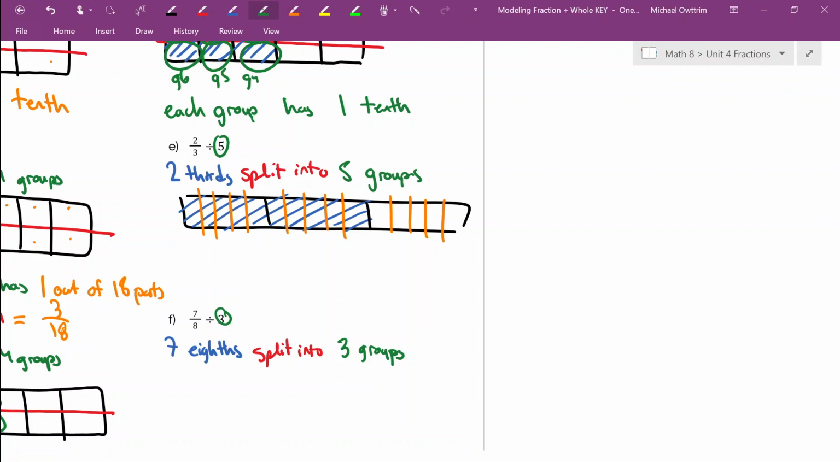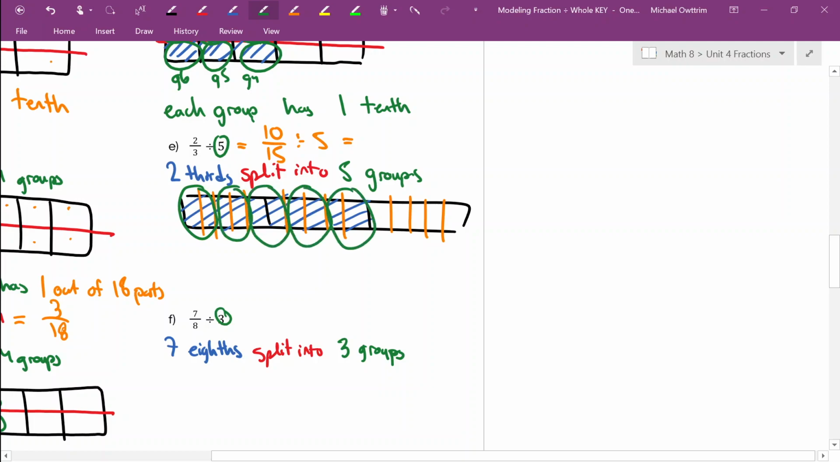And now we need to make 5 equal groups. So what we've created here is 10 15ths split into 5. And 10 divided by 5 is always going to give us 2. So each of our 5 equal groups should have 2 items in it. And it does. And so what's in each group? Each group has 2. And in this whole thing, we have 15ths. So let's say 2 out of 15 parts. And our solution is 2 out of 15.